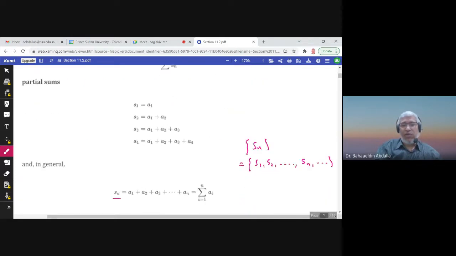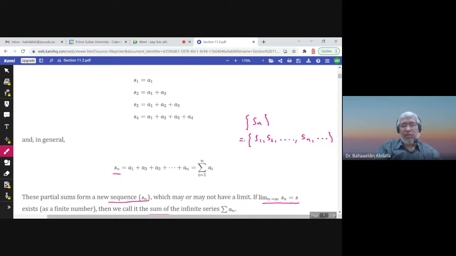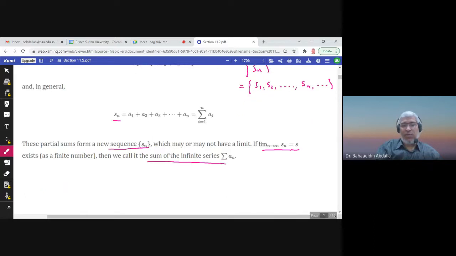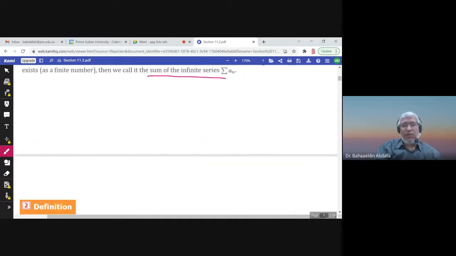And then we defined the partial sum sequence S_n, and S_n is the nth partial sum, the sum of the first n terms. And we said that if this sequence of partial sums has a limit, then the series is convergent to S.